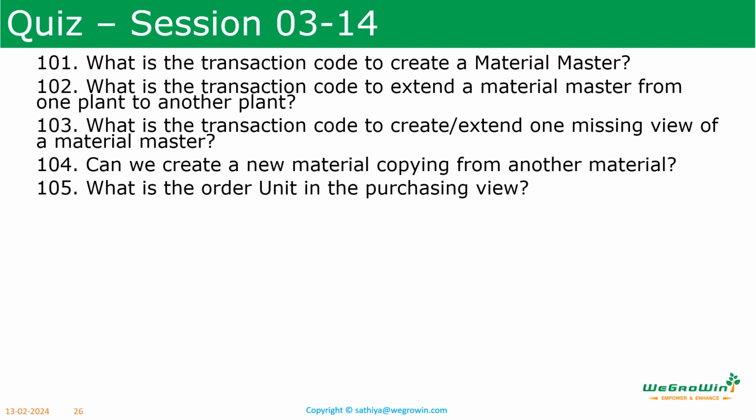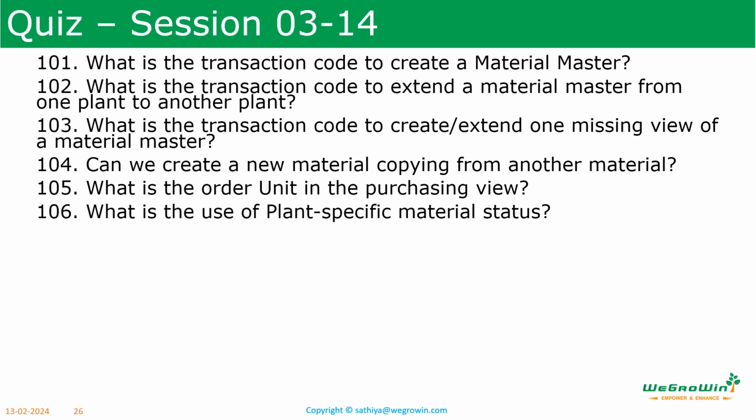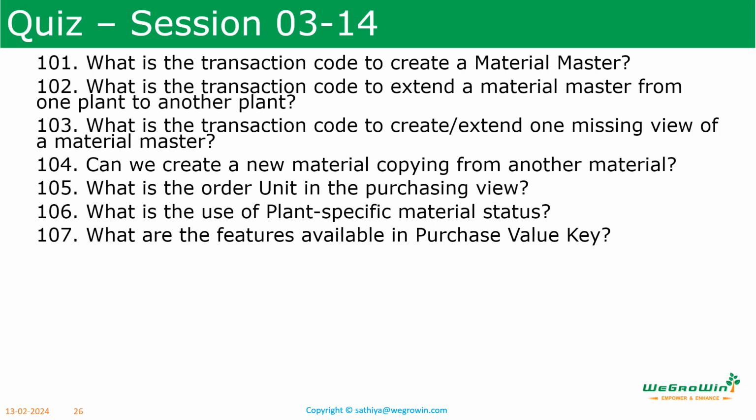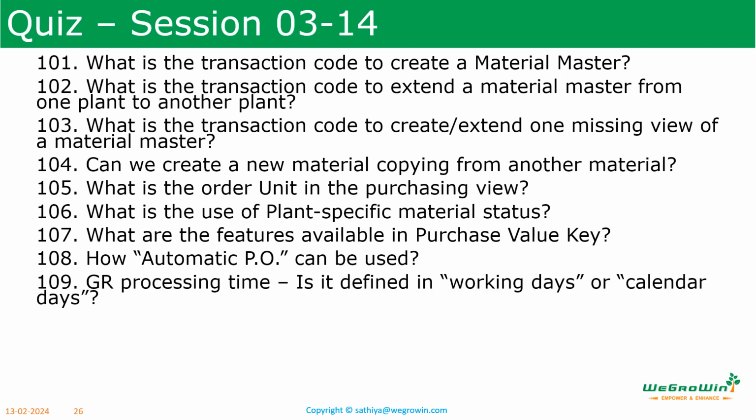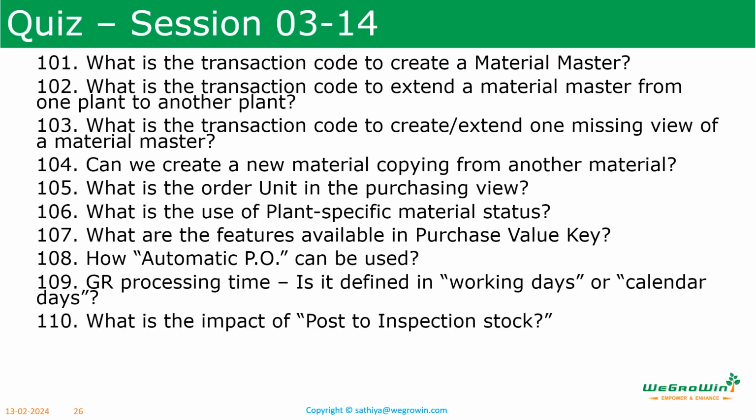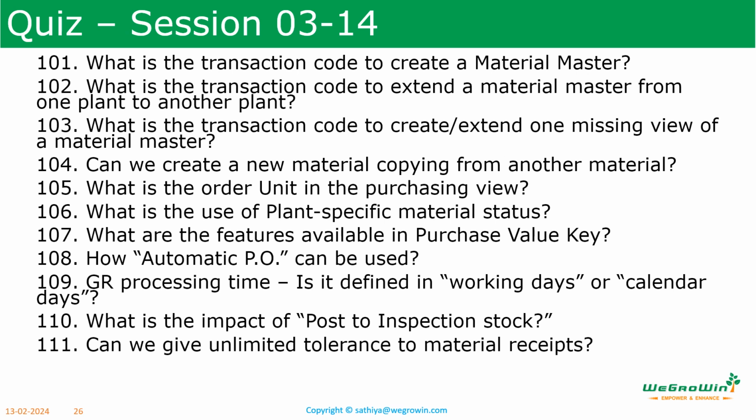What is the order unit in the purchasing view? What is the use of plant specific material status? What are the features available in purchase value key? How can automatic PO be used? Is GR processing time defined in working days or calendar days? I explained it to you with examples. What is the impact of post to inspection stock? And can we give unlimited tolerance to material receipts? We'll discuss the answers in the next session.